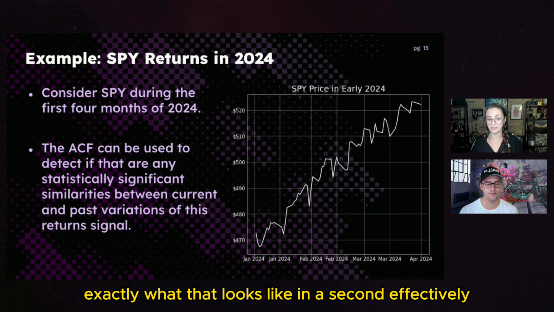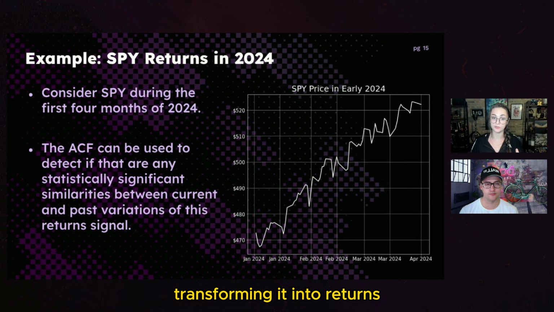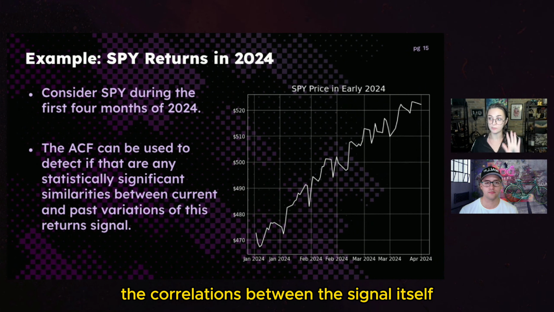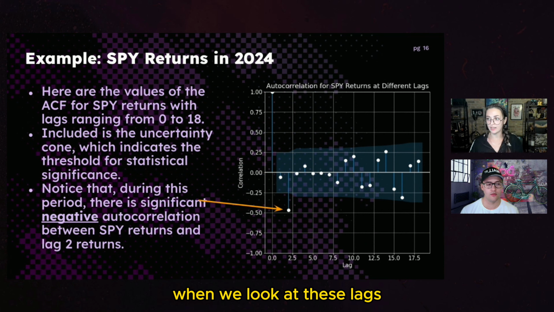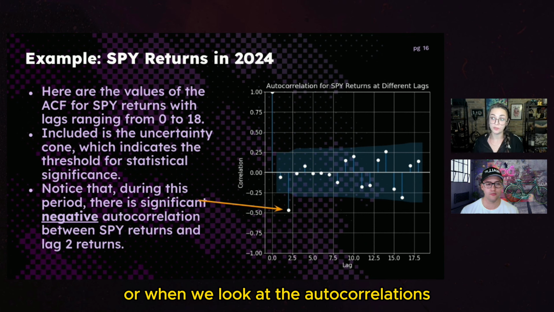So I'm going to show exactly what that looks like in a second, but effectively, I'm going to be taking the signal, transforming it into returns, and looking at the correlations between the signal itself, so the return signal itself, and different lagged versions of that. Does that kind of make sense? Yes. Okay.